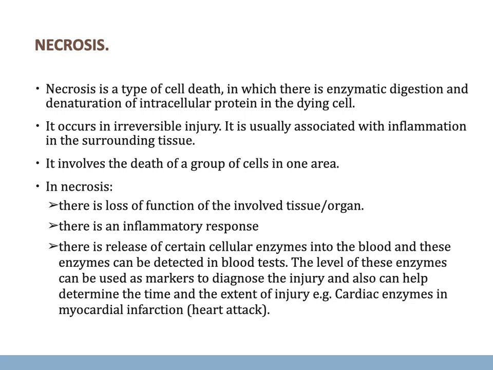The release of enzymes when necrotic cells die is actually the basis of how we measure certain laboratory analytes, or certain chemicals in the blood, to diagnose certain diseases. Examples include troponin I and CK-MB, which are chemical markers that we use to diagnose myocardial infarction, or heart attack. Okay?